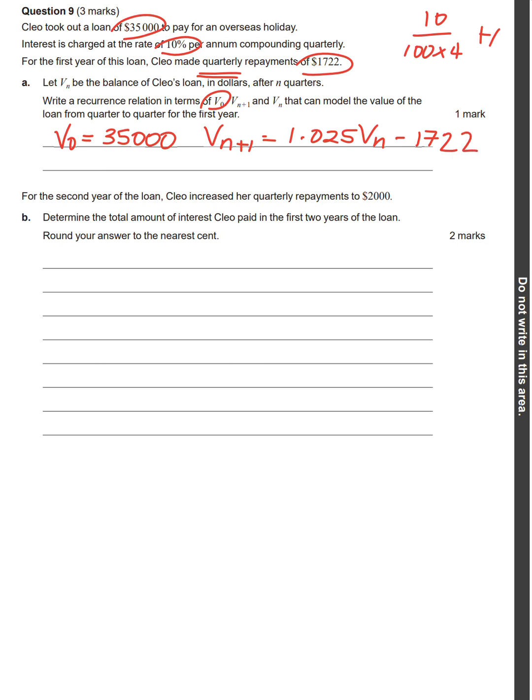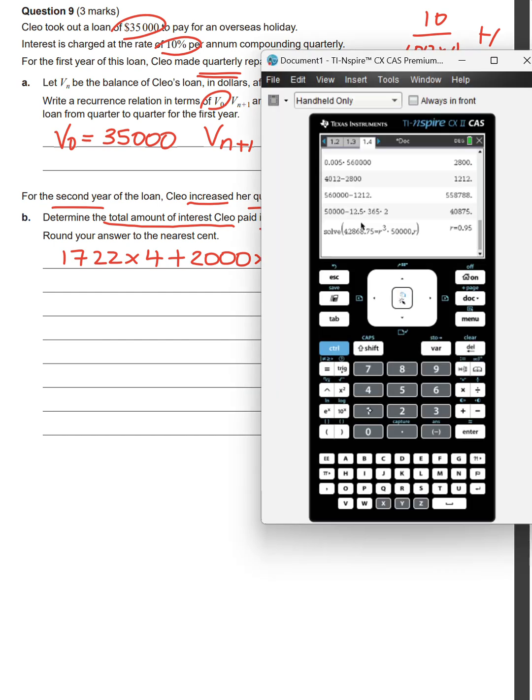2. Okay, for the second year of the loan, Cleo increased her quarterly repayments to $2,000. Determine the total amount of interest paid in the first 2 years. Okay, so this is 2 marks, which means it's going to have a couple of different things in there. So the first thing I'm going to do is figure out how much Cleo paid in the 2 years. So she made 4 payments of $1,722 and 4 payments of $2,000. So 1,722 times 4 plus 2,000 times 4.